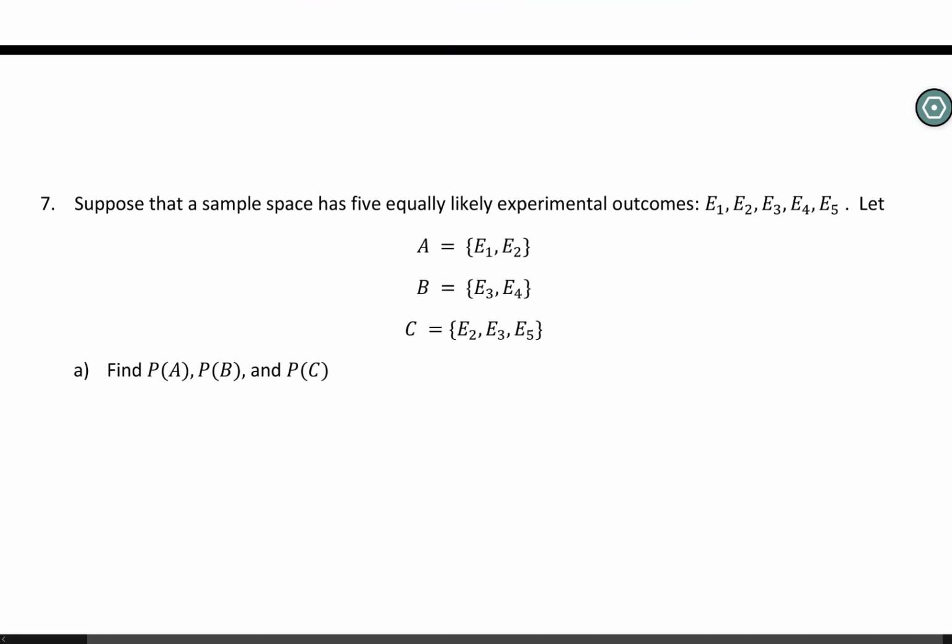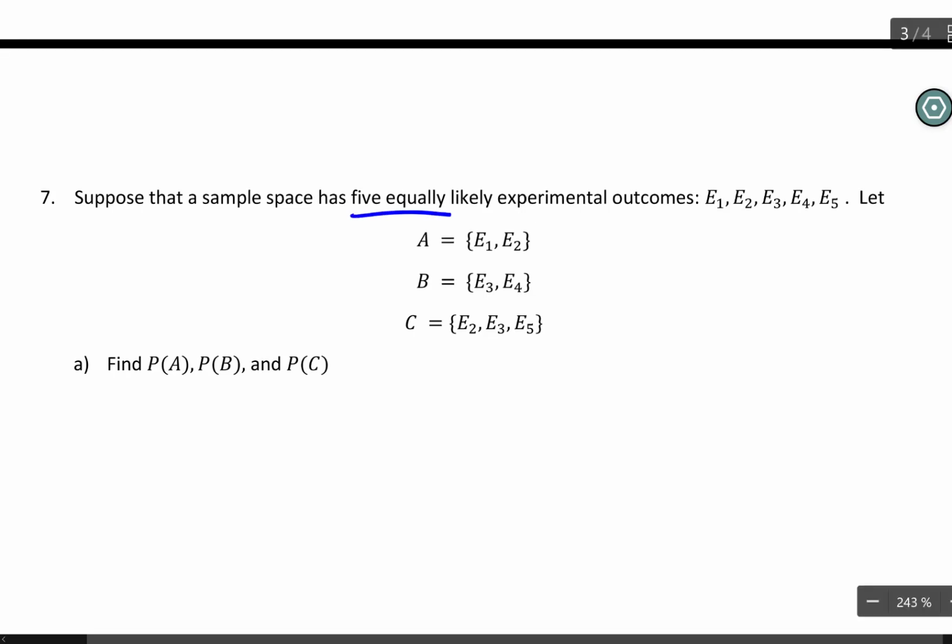Moving on to number 7, it says, suppose that a sample space has 5 equally likely experimental outcomes. Equally likely, that means they have the same probability of occurring. So the whole sample space is made up of 5 sample points. So each sample point, E1, E2, E3, E4, E5, they all have the same probability. That probability has to total 1, so 1 divided by 5 gives us a probability for each of them of 0.2. So 1.00 divided by 5, they each have a probability of 0.2.